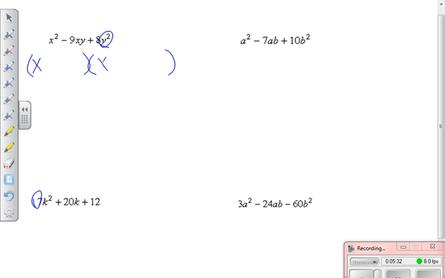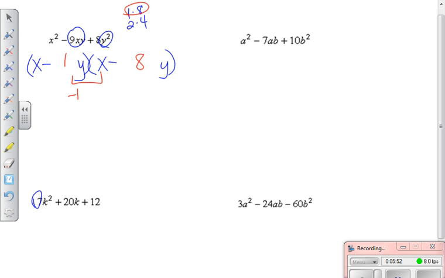Well, if we're going to drop our variable in the front evenly, we're just going to drop it in the back. Minus plus, minus minus. So now we're looking at the factors of 8. When I add them together, I make 9. That clearly is 1 and 8.